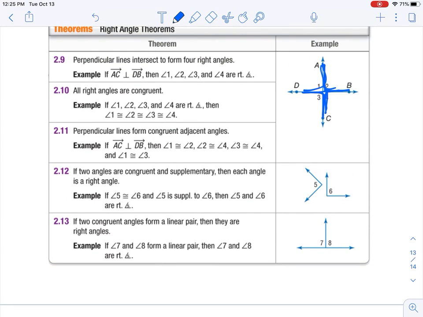We also know in 2.12, if two angles are congruent and supplementary, then each angle is a right angle. So if they are congruent, they have the same degree, and they are supplementary, that means they must be 90 degrees apiece. And if two congruent angles form a linear pair, then they are right angles. So if these angles are congruent, they form a linear pair, they must be 90 degrees or right angles.